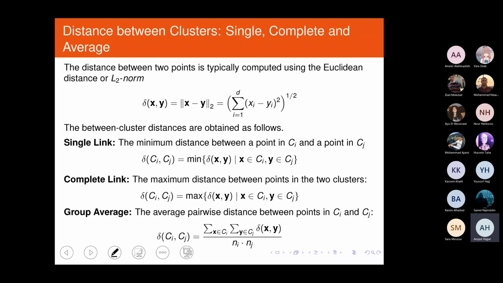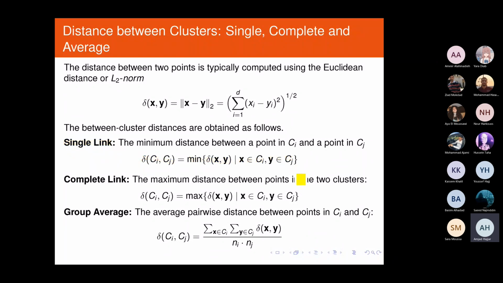Now the between-cluster distances are obtained as follows. If we consider the single link approach, it is the minimum distance between a point in Ci and a point in Cj. The distance of cluster I to cluster J is the minimum distance between x and y, where x belongs to Ci and y belongs to Cj.